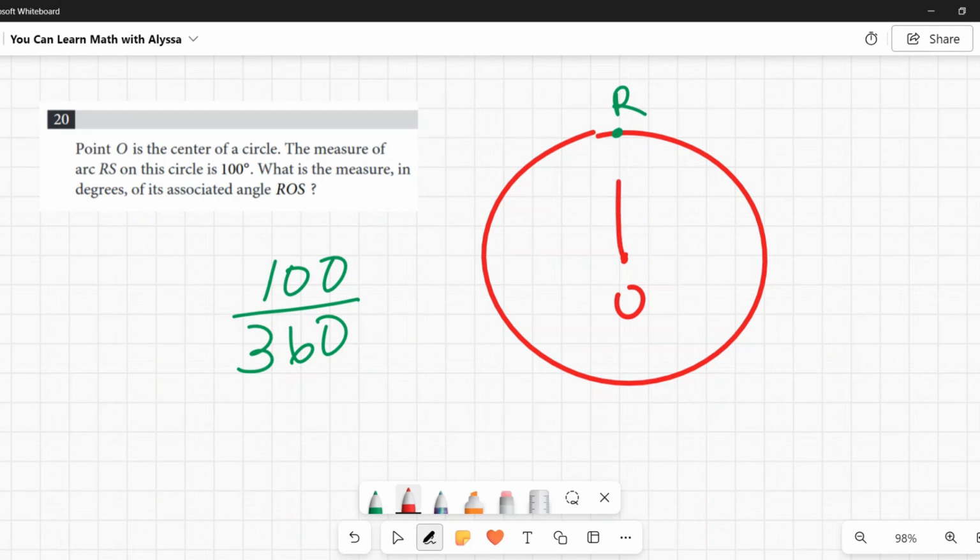So, and it's going to look like if you drew a 100-degree angle, more on this in a second, that arc is going to be where that 100-degree angle hit the circle. So my point S is probably around here somewhere. That's point S. And this will give me this arc RS that is 100 degrees. Now it's saying, what is the measure in degrees of its associated angle ROS?